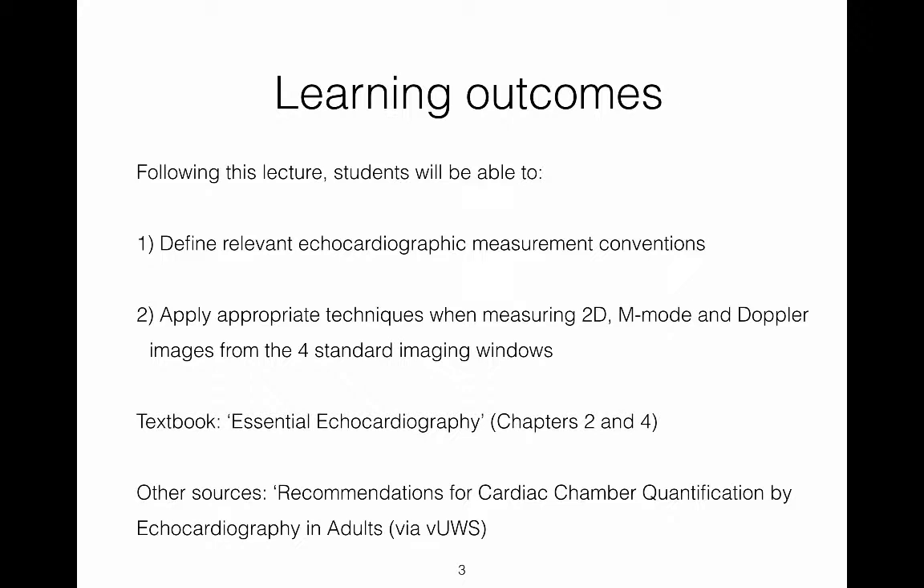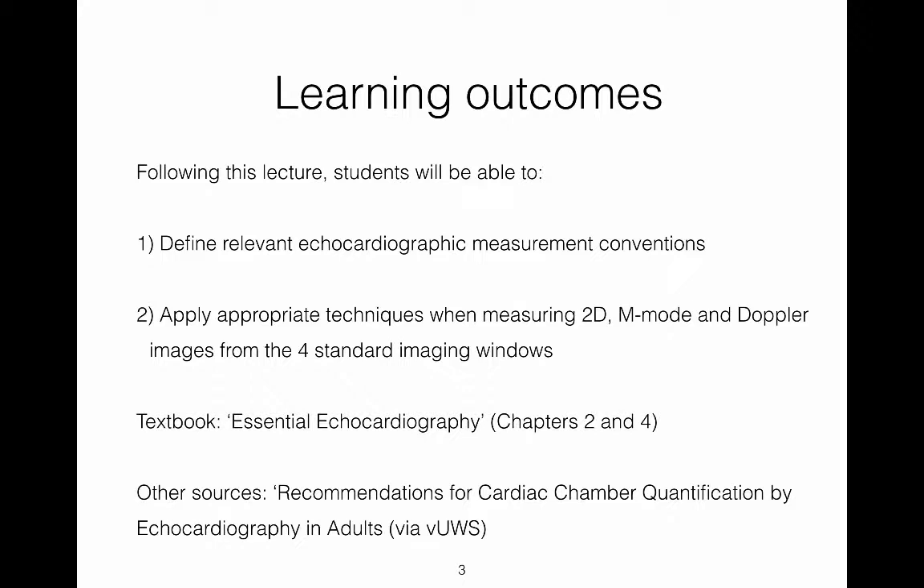There are 2 lecture learning outcomes. That is, following this lecture you will be able to: 1. Define relevant echocardiographic measurement conventions, and secondly, apply appropriate techniques when measuring 2D, M mode and Doppler images from the 4 standard imaging windows. Once again, the textbook is Essential Echocardiography. Chapters 2 and 4 are the most relevant chapters for this lecture.